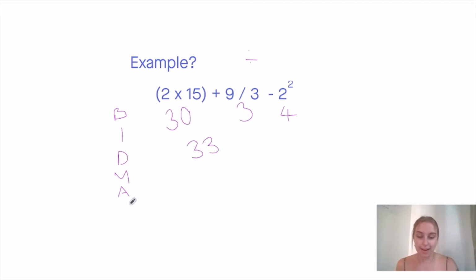And then finally, we have S for subtraction, and we have the symbol here, and we see that it will be the number that we got on the left side, minus 4. So we have 33 minus 4, which gives us a final answer of 29.